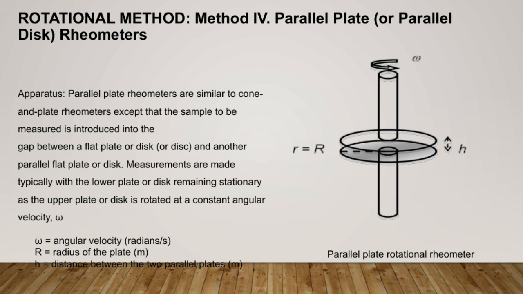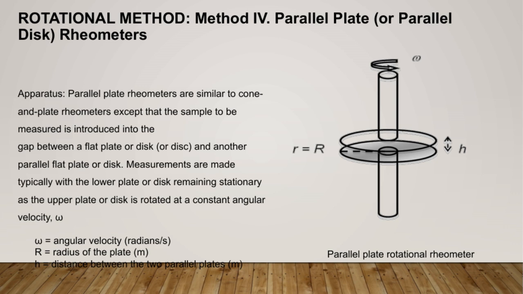This type of rheometer is quite similar to the cone-and-plate design, but instead of a cone, we use two flat plates or discs. The sample to be measured is placed in the gap between these two parallel plates. Typically, during measurement, the lower plate remains stationary, while the upper plate rotates at a constant angular velocity, which we denote as omega.